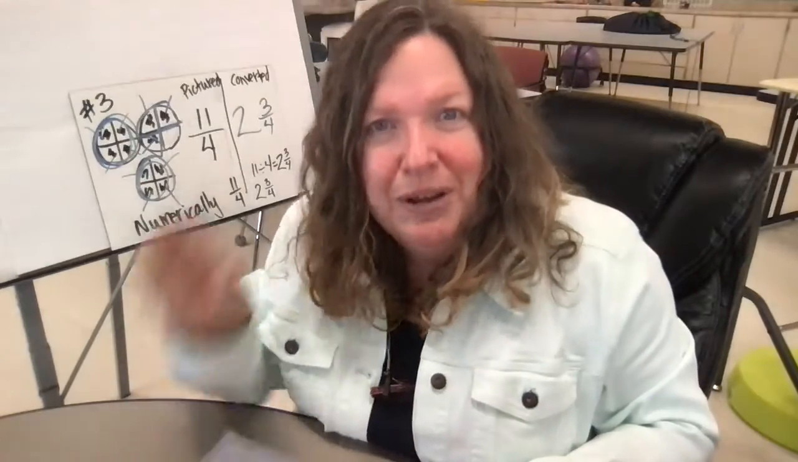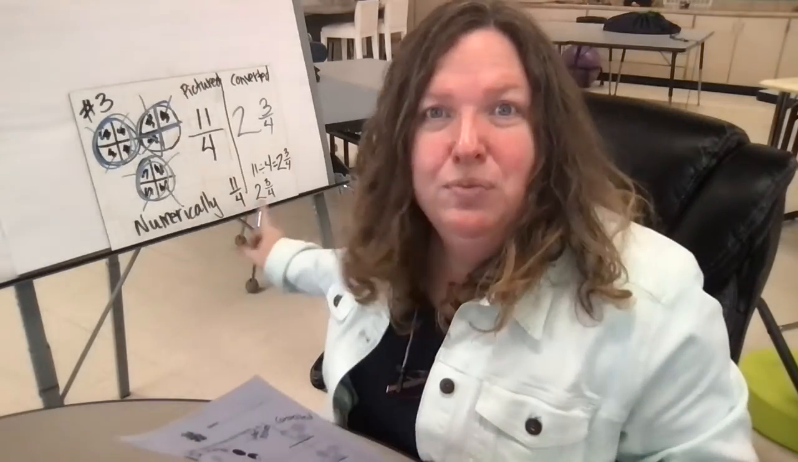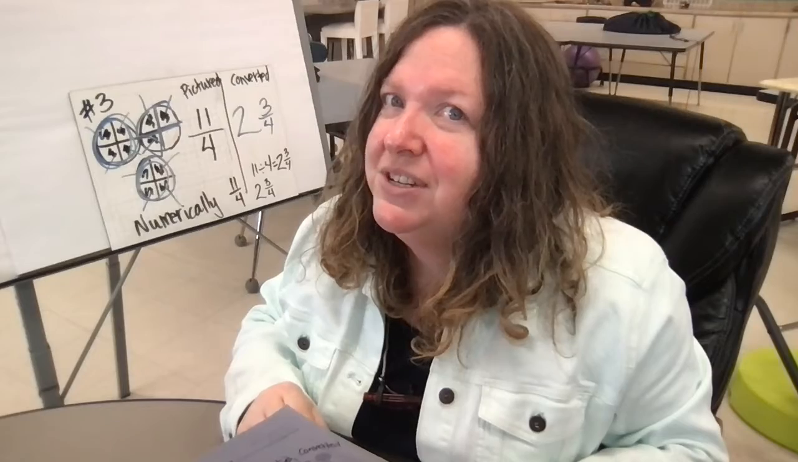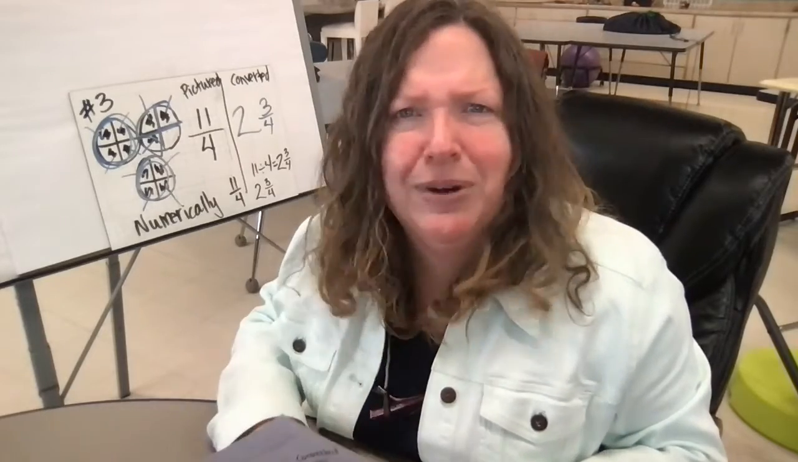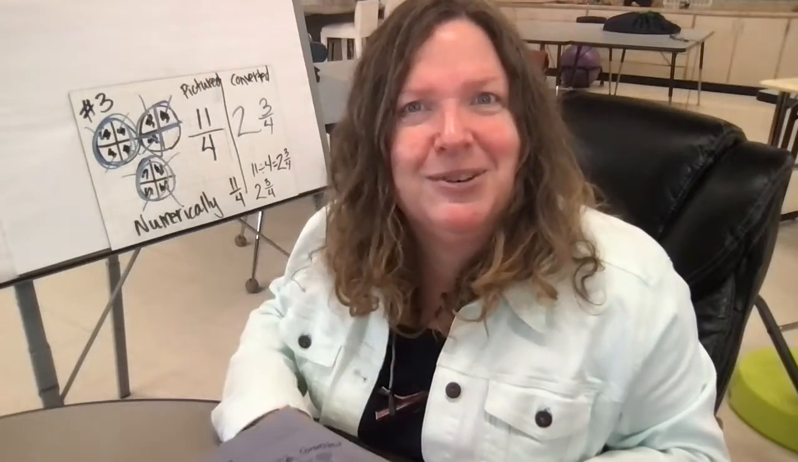So on your paper, front and back, convert improper to mixed, convert mixed to improper. See if you can try the numerical way on those. Don't get tricked on the ones that are just fractions. If they're just fractions, you don't have to do the rest. Just identify it as a regular fraction and everything else is crossed out.